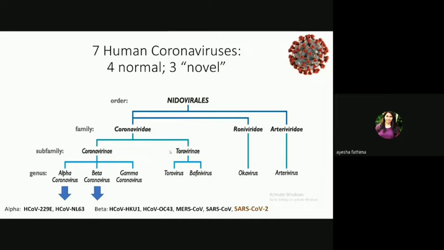There are seven human coronaviruses which we have studied so far, out of which four are normal and three are novel. Currently, we are dealing with alpha, beta, and gamma virus, and even the Omicron variant.